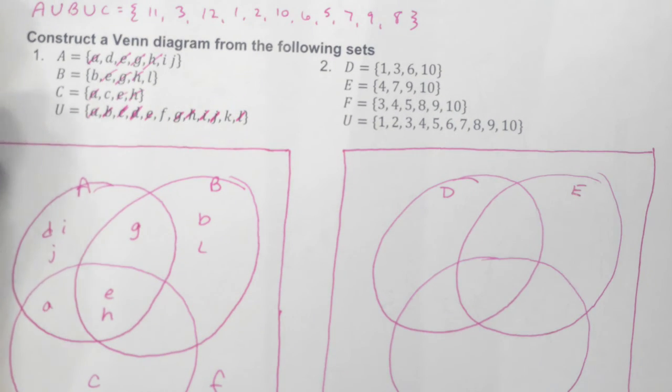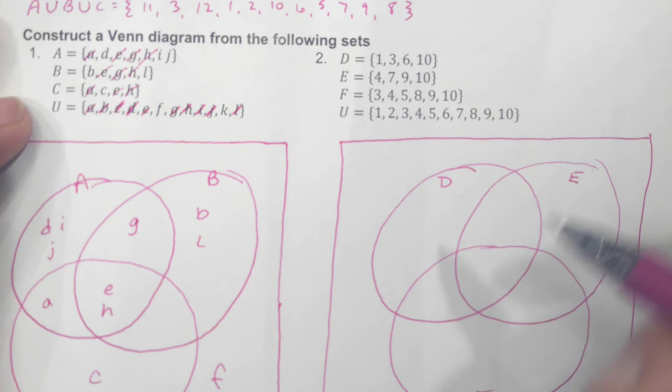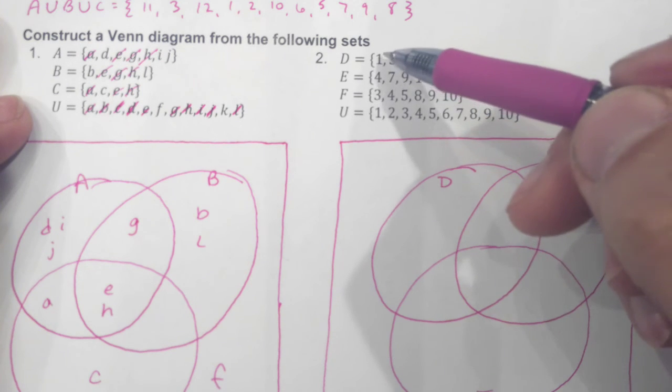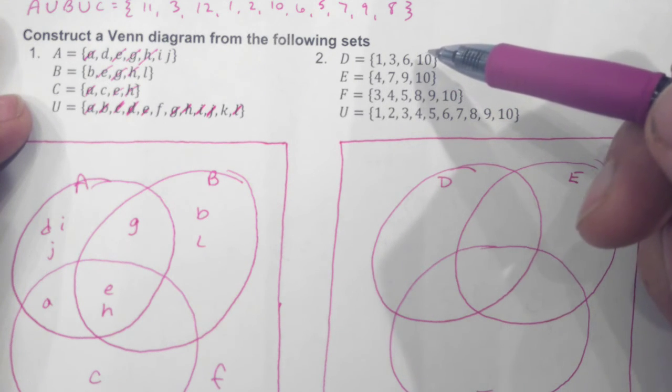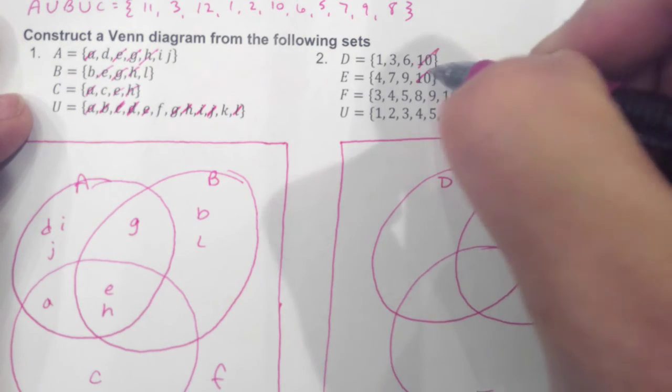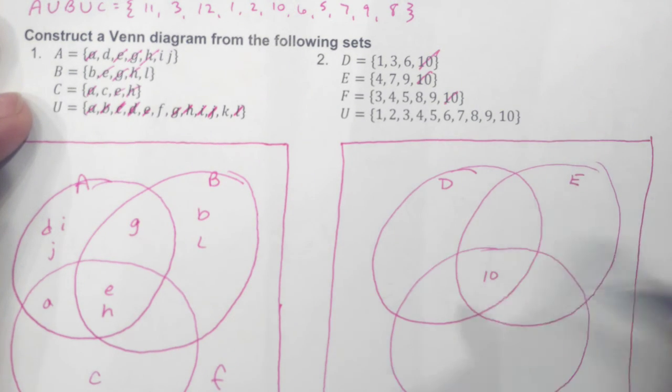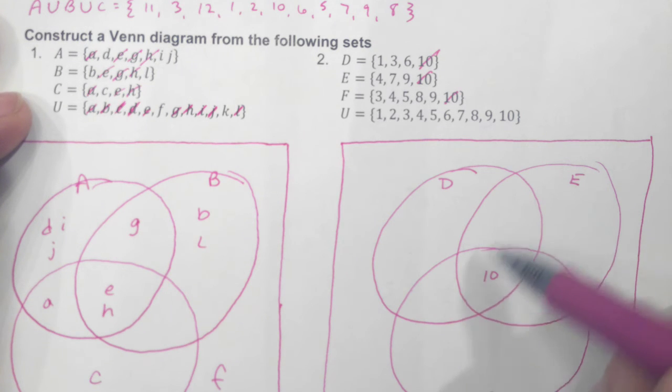All right, so start right in the center. So that's what's in all three lists. 10 is in all three lists. Goes right in the middle. Is anything else in all three lists? I don't think so. Okay, then you're going to start with the next three regions.